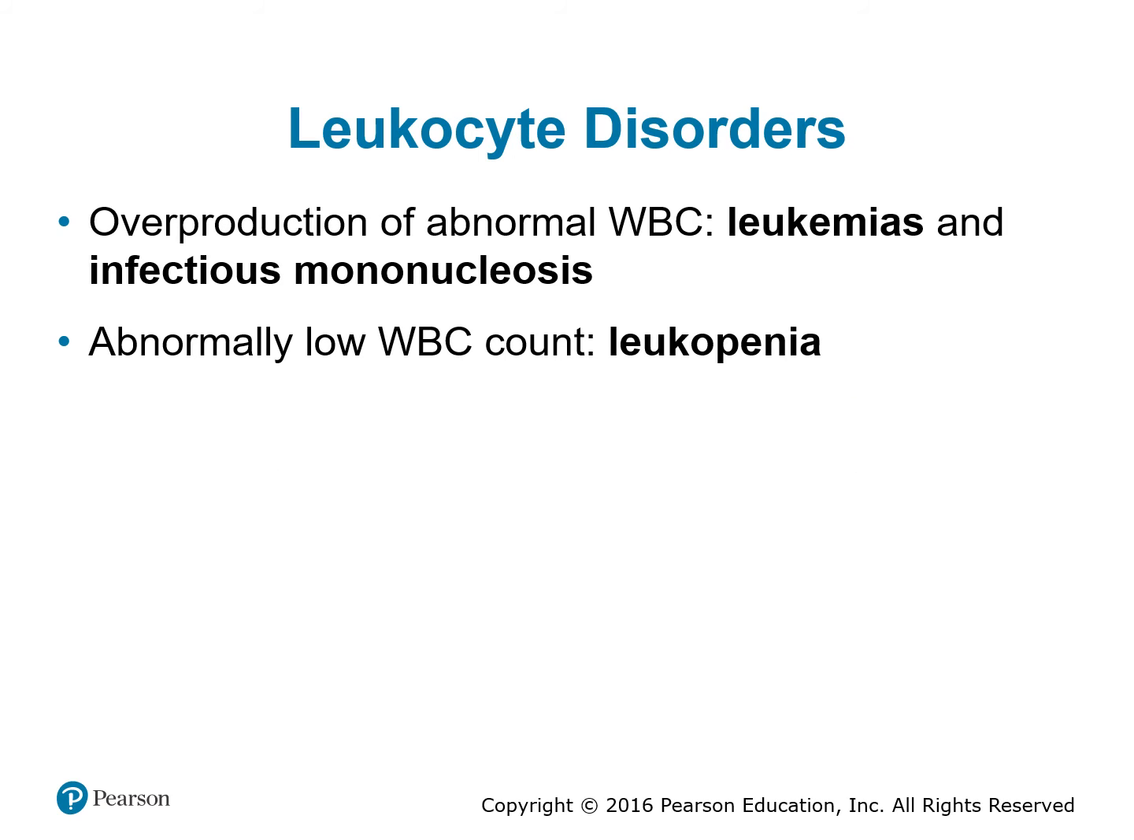The leukocyte disorders can be categorized into two broad categories, one being an overproduction and the other being too low of a production, or an inadequate production. As we talk about the overproduction of abnormal white blood cells, if this is occurring, this can give rise to different types of leukemias and a condition known as infectious mononucleosis, which we will discuss further in a little while. If you have an abnormally low white blood cell count, this can give rise to a condition known as leukopenia. Leukopenia can be drug-induced, particularly by anti-cancer drugs or glucocorticoids.